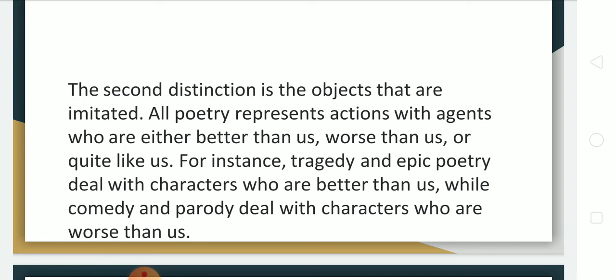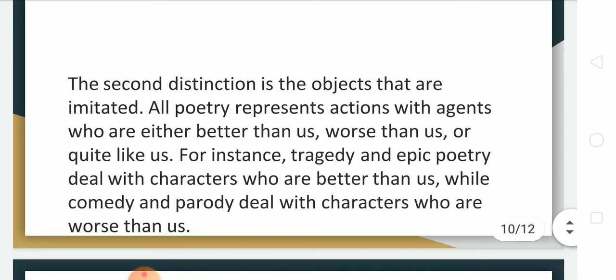They can be equal to the audience, they can be better to the audience, they can be worse to the audience. For instance, tragedy and epic poetry deal with characters who are better than us. So he classifies the characters, the poems having different kinds of characters. He says tragedy and epic poetry deal with characters who are better than us.